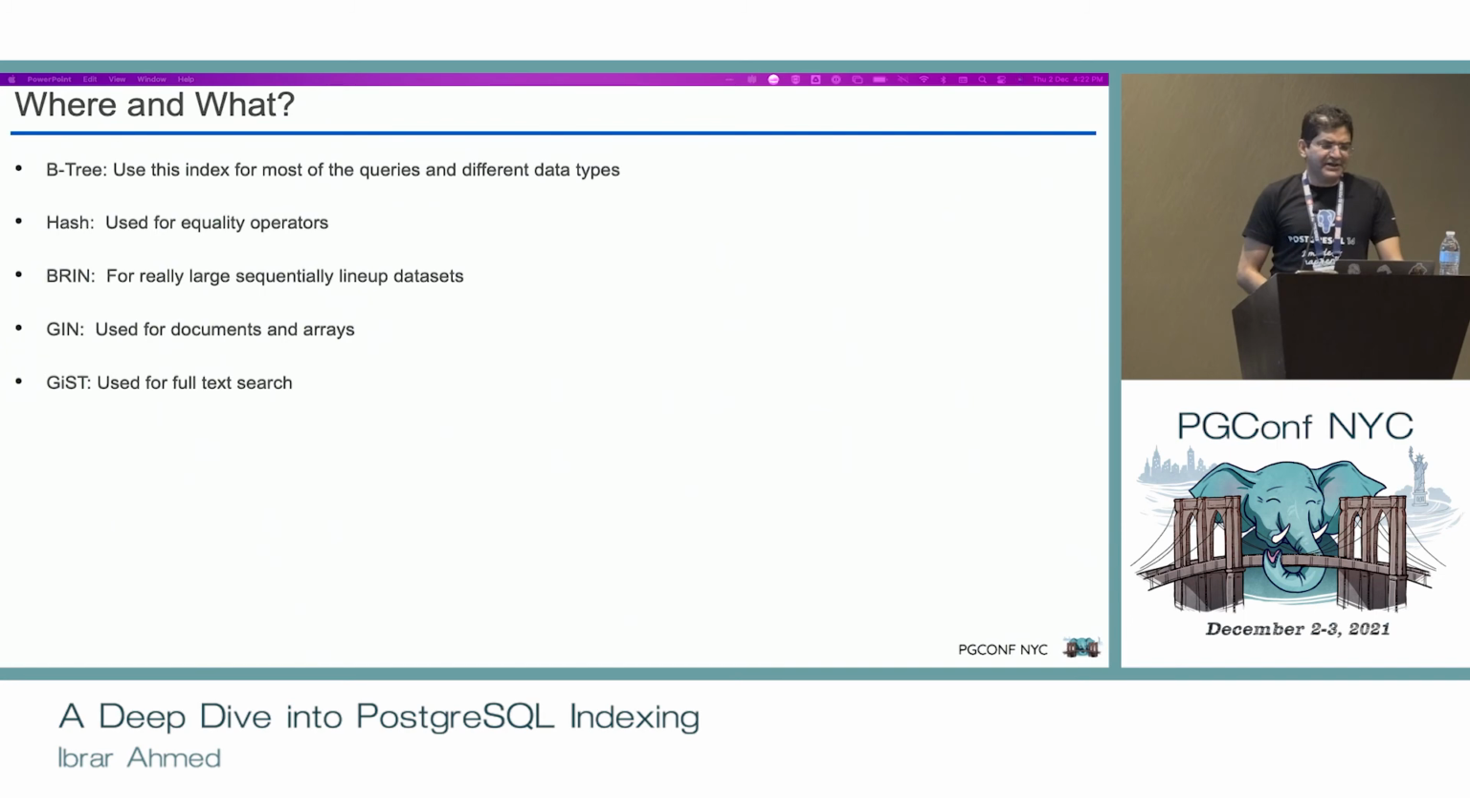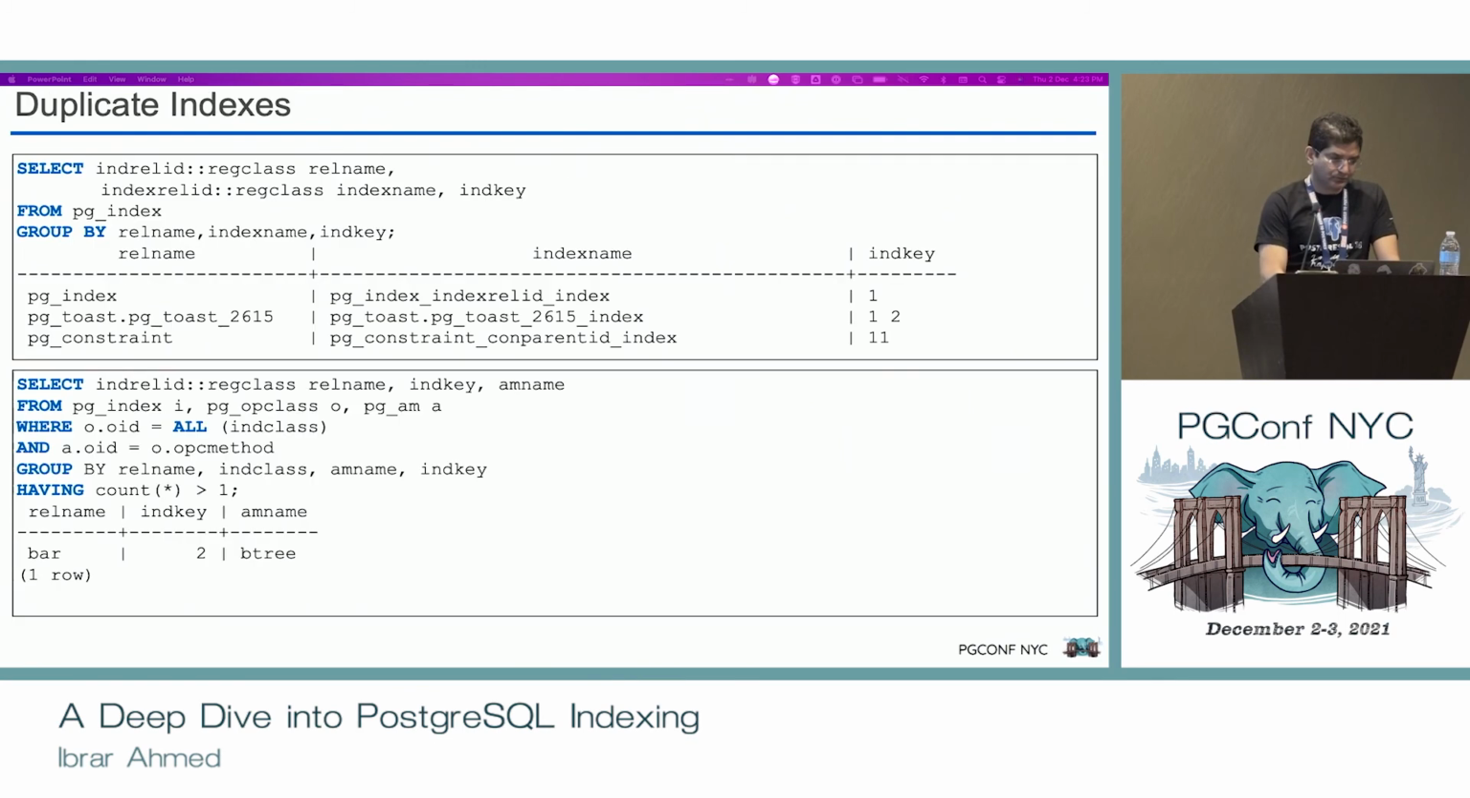Normally the B-tree index is used most of the time, about 90%. A hash index is used only for the equality operator. BRIN is really good if you have linearly ordered data, like time series; then the BRIN index is your guy. GIN is used for documents and arrays. GiST is used for full text search, or points in a box, so complex data types.